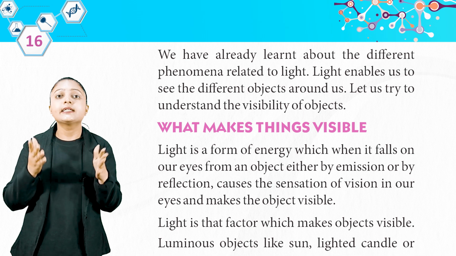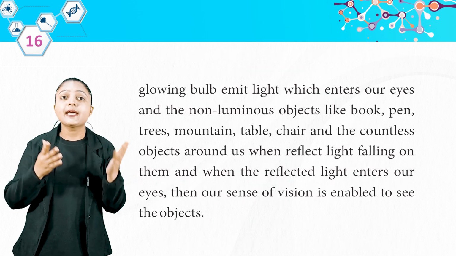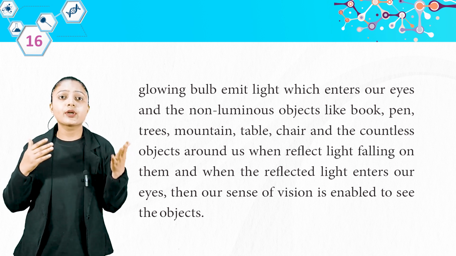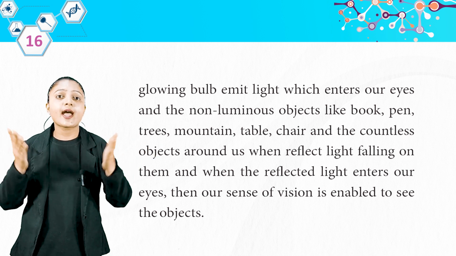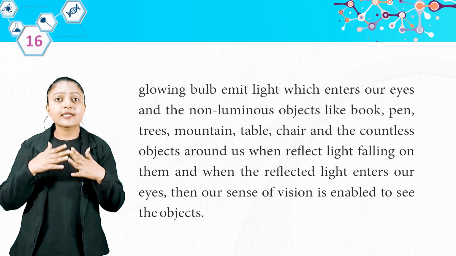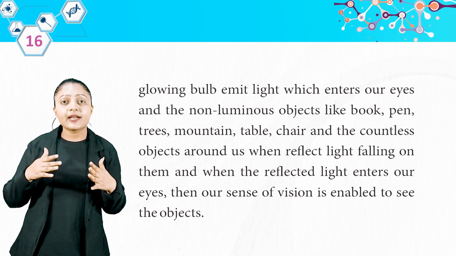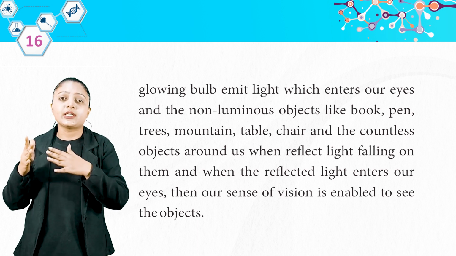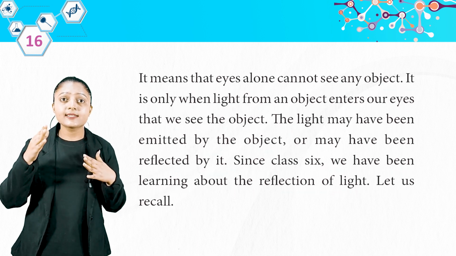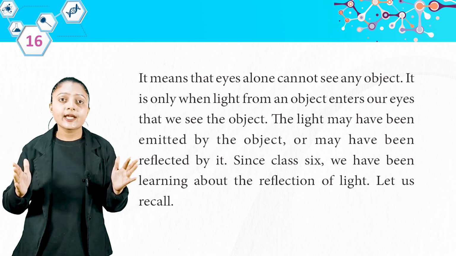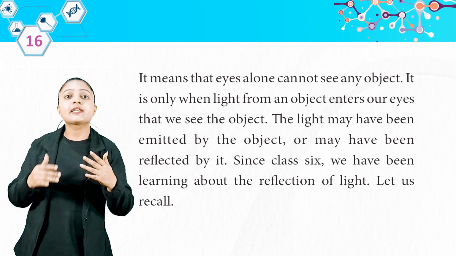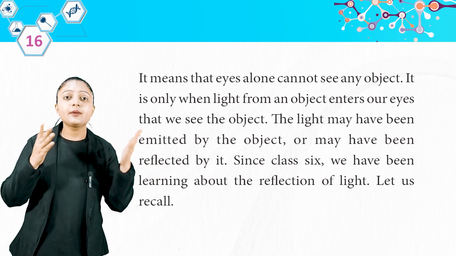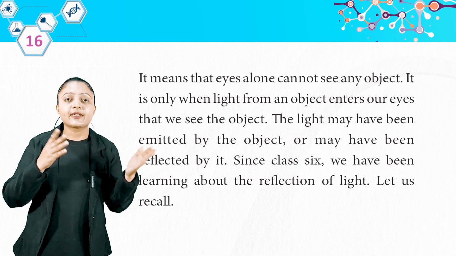Luminous objects like the sun, a lighted candle or a glowing bulb emit light which enters our eyes, and non-luminous objects like book, pen, trees, mountain, table, chair and countless objects around us reflect light falling on them, and when the reflected light enters our eyes, our sense of vision is enabled to see the objects. It means that eyes alone cannot see any object. It is only when light from an object enters our eyes that we see the object. The light may have been emitted by the object or may have been reflected by it.